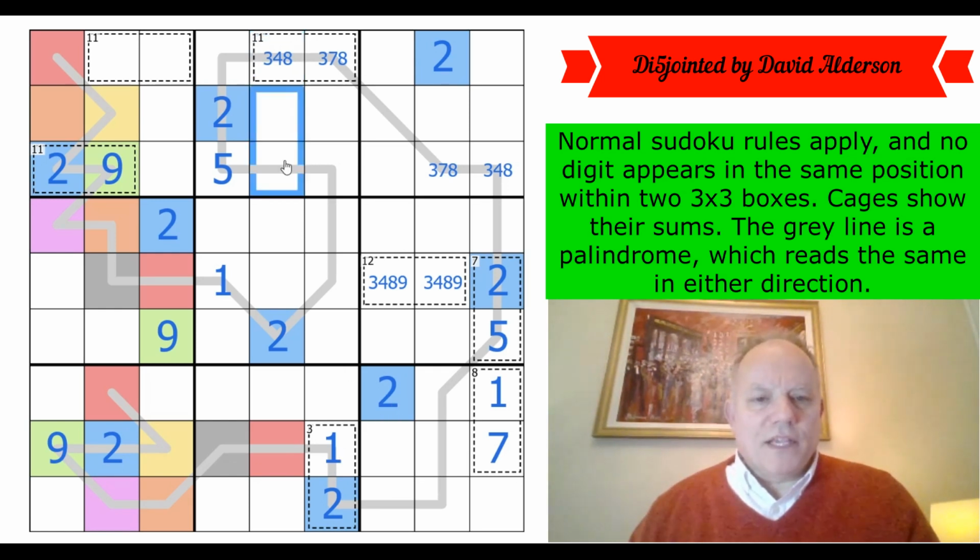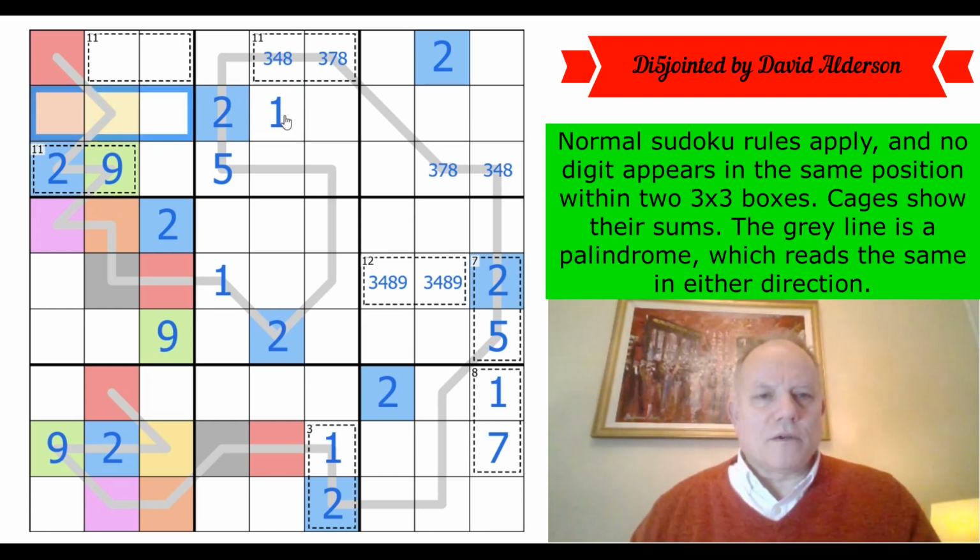Right, 1 is on one of these 2 cells by Sudoku, and I think on the palindrome that one is there where we can't have a 1, so we can place that as a 1. Where does 1 go in box 1? Not in those cells now.